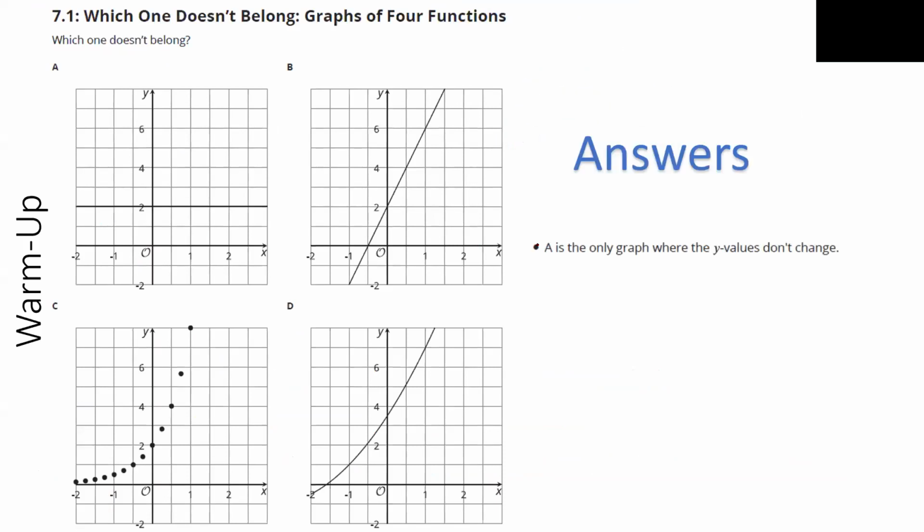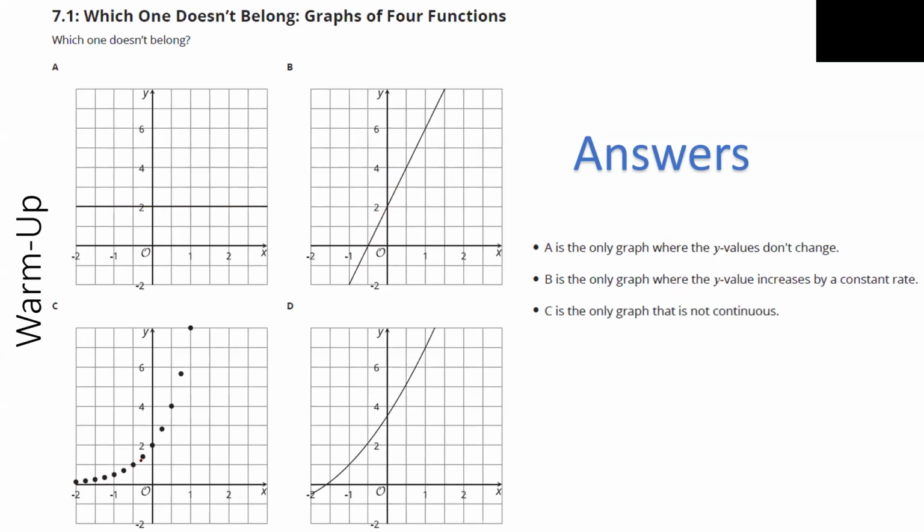A doesn't belong because it is the only graph where the y values don't change. So here, the y value is always 2 because it's a straight horizontal line. B doesn't belong because it's the only graph where the y value increases by a constant rate. Since this is a linear function, the graph is increasing at a linear or constant rate, meaning it's increasing by the same amount every single time. That is your slope.